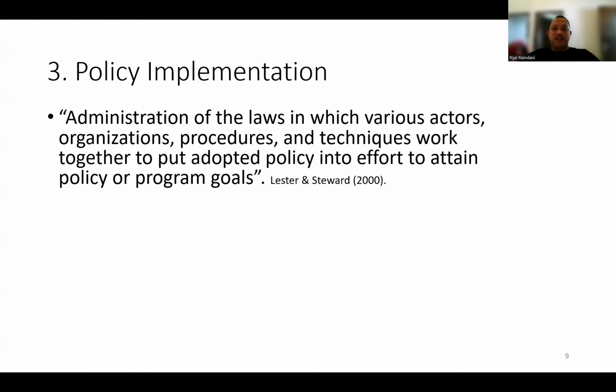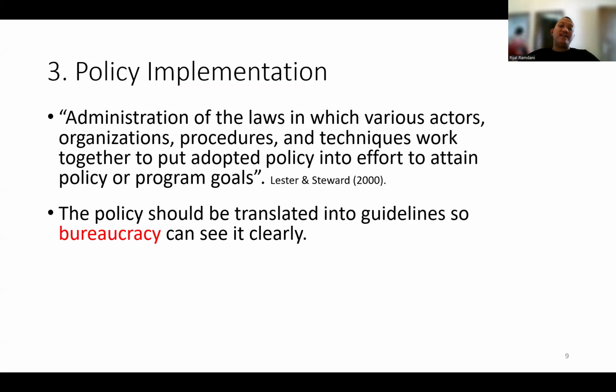And the third is policy implementation. Policy implementation is the administration of how the policy made by the government, within the legislation, is implemented by bureaucrats, by society, by NGOs. It can be done by the bureaucracy alone, but it can also be in the form of collaboration among different actors.